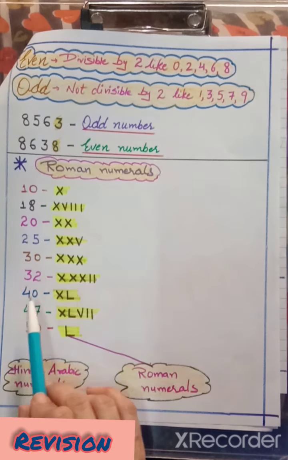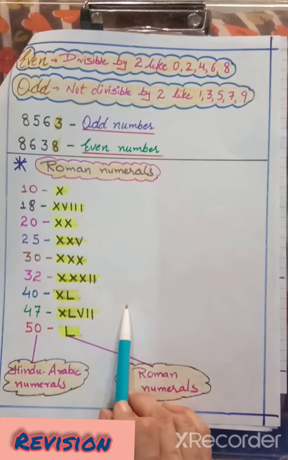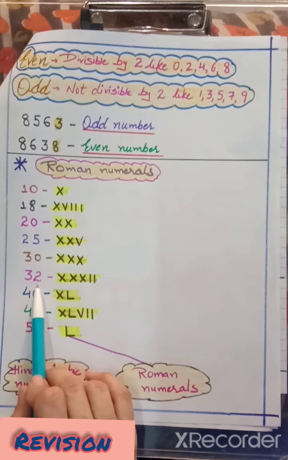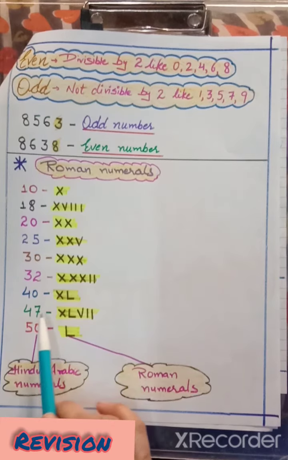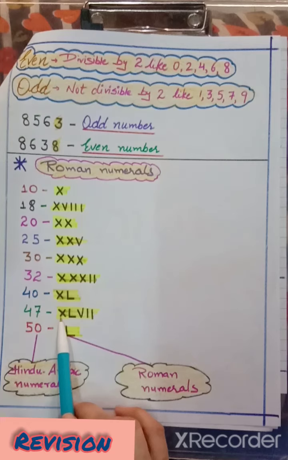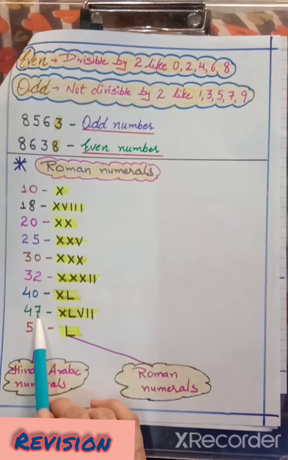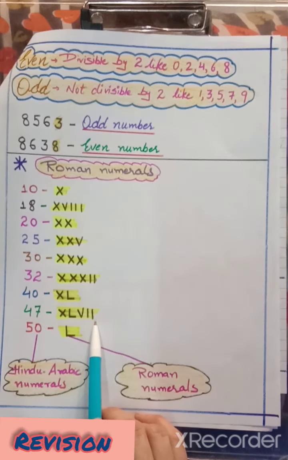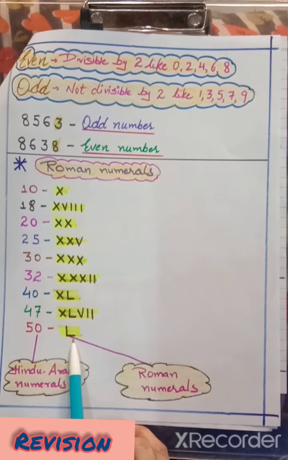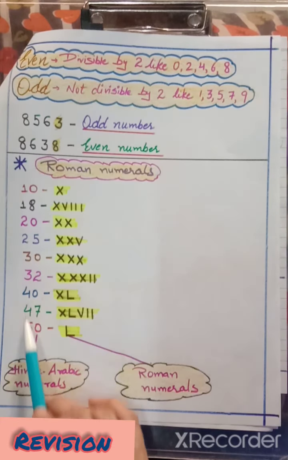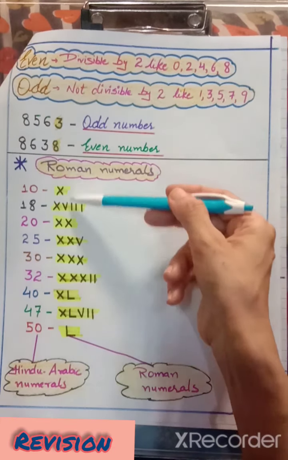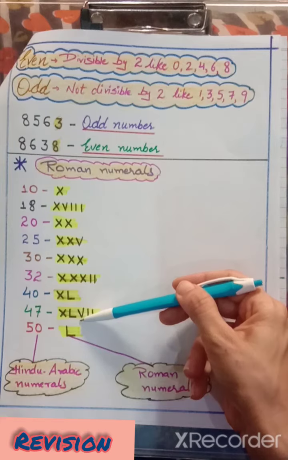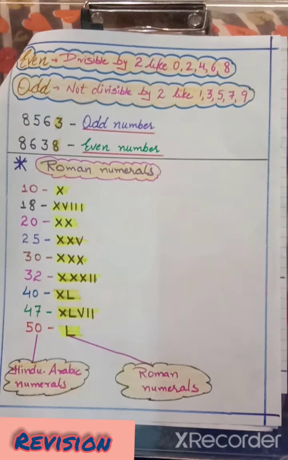Next is 40. Now we cannot write it as 4 times X. So we subtract it from 50. So 50 minus 10 is 40. So XL we can write. Next is 47. 40 plus 7. So XL means 40, and for 7 we will write VII. Next, for 50 we write L. Now these, 10, 18, are Hindu-Arabic numerals, and these capital English alphabets are called Roman numerals.